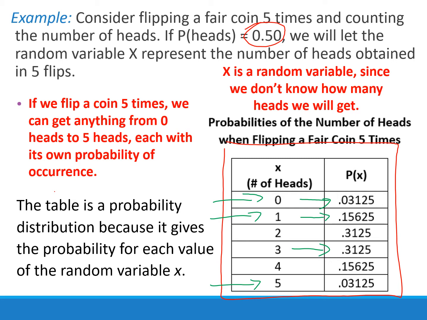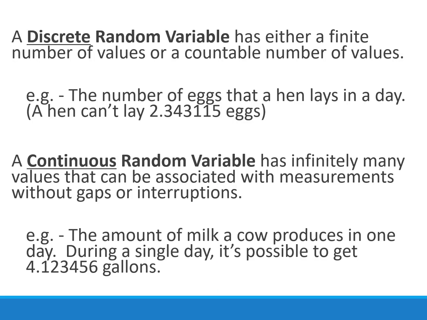coin 5 times. There are 2 types of random variables, and we've talked about these terms before. The first is a discrete random variable. These are countable values, such as the number of eggs that a hen can lay. A hen can't lay 2.35 eggs in a day.